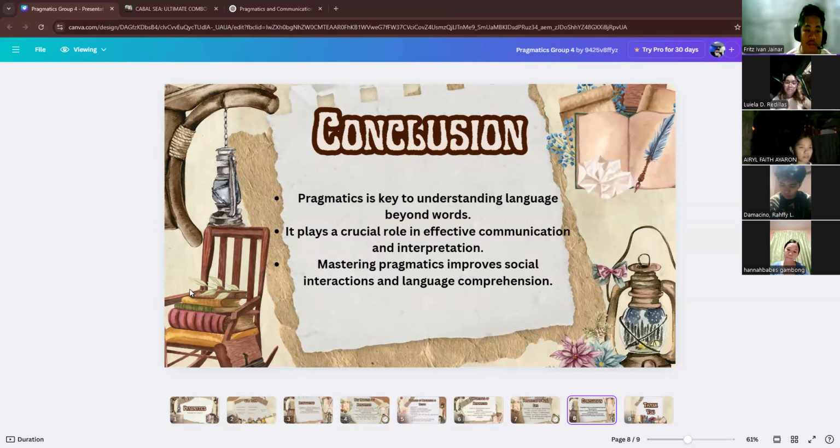Next, it plays a crucial role in effective communication and interpretation. Pragmatics ensures messages are understood as intended by considering the context, cultural norms, and speaker intentions. Next, mastering pragmatics improves social interactions and language comprehension. It helps individuals navigate conversation smoothly, interpret implied meanings, and respond appropriately in different situations.